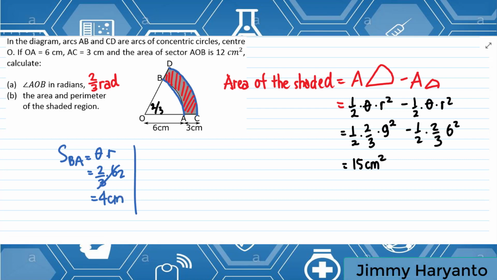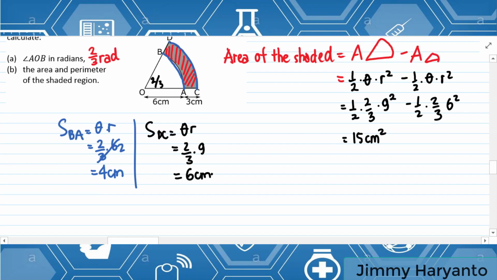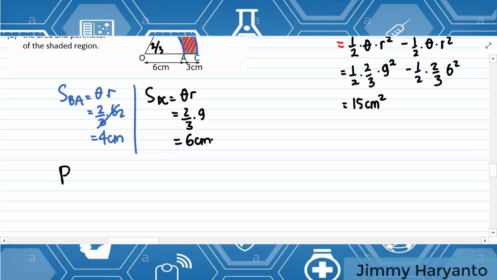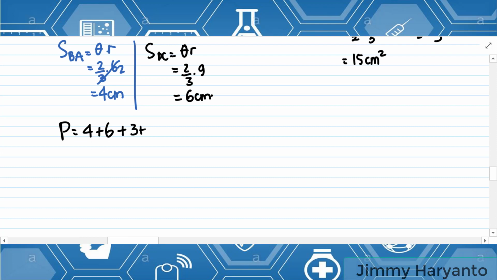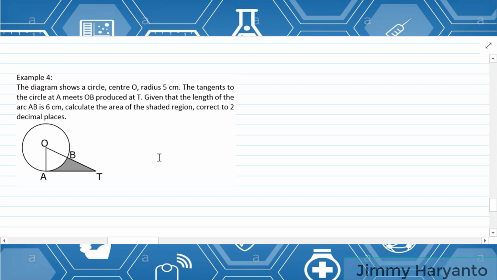And then for the larger arc DC, S of DC equals theta r, also 2 over 3, but this time the radius is 9.36 centimeters. Okay, we can find the perimeter now. The perimeter is the sum of all of the edges. It will be 6 plus 4 plus this one 3, and this one also 3, plus 3 and plus 3. So the result is 16 centimeters. This is the perimeter.